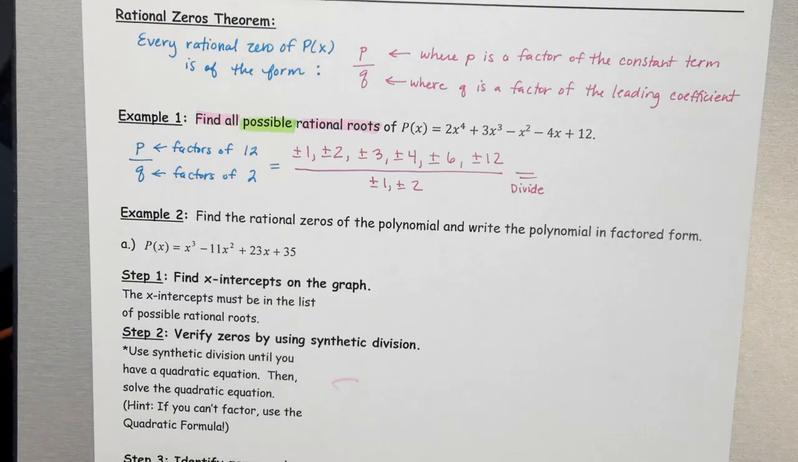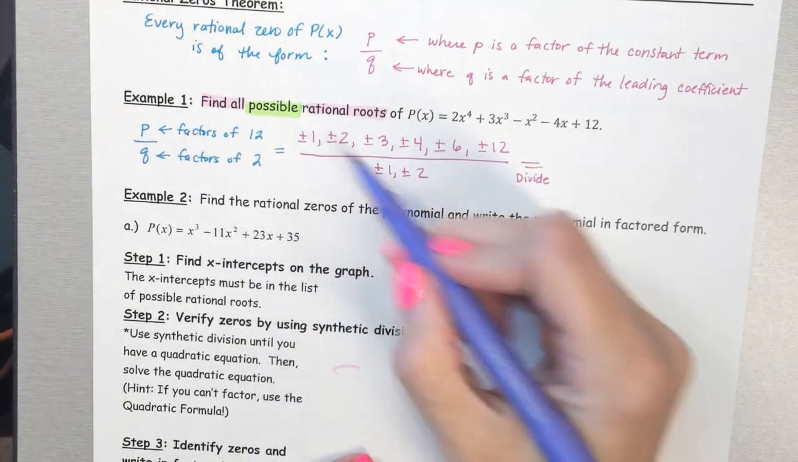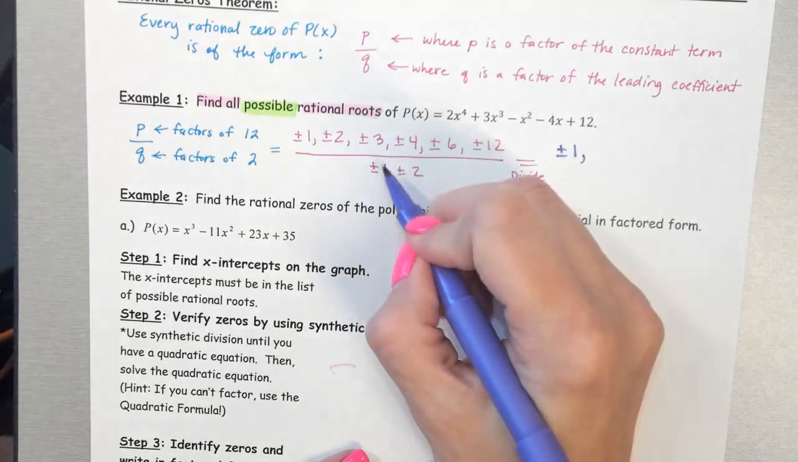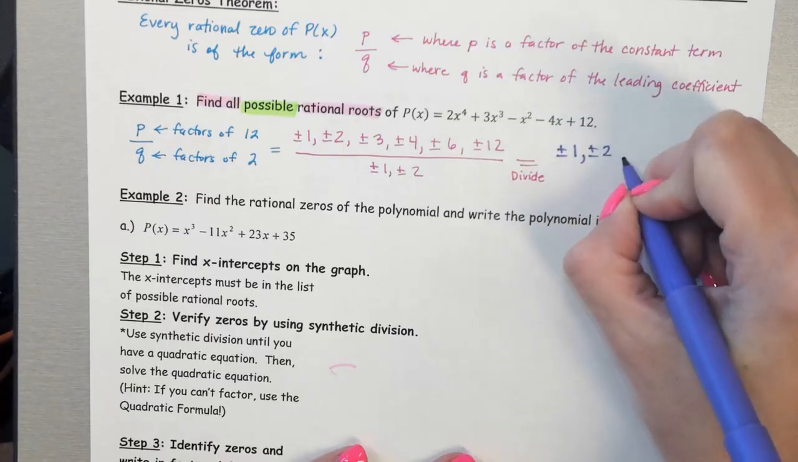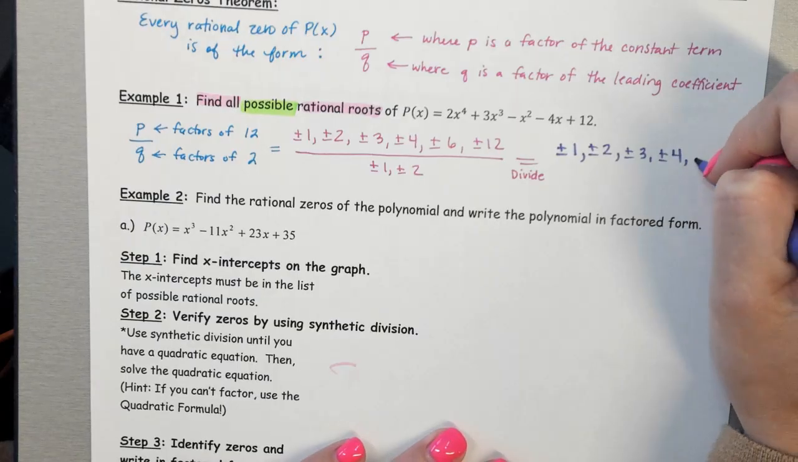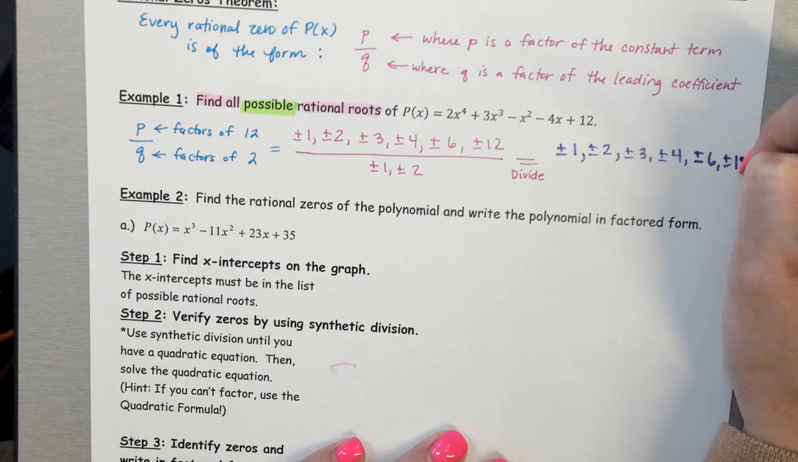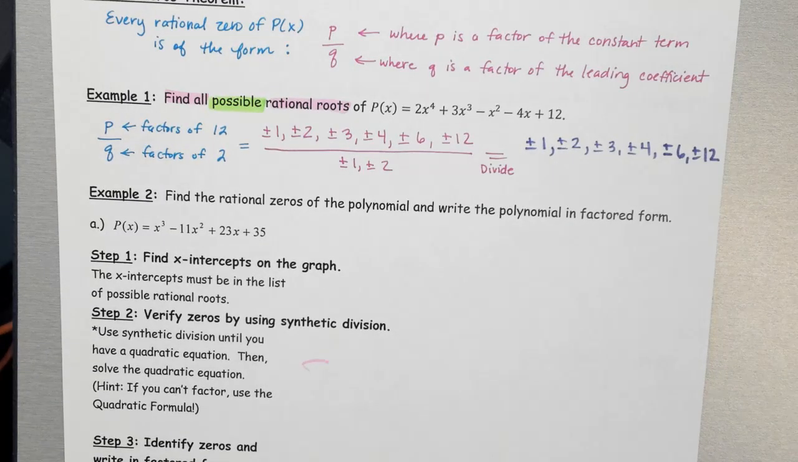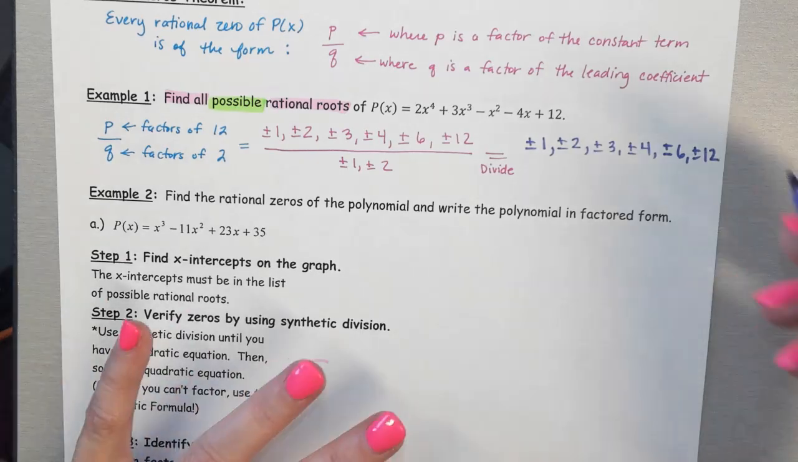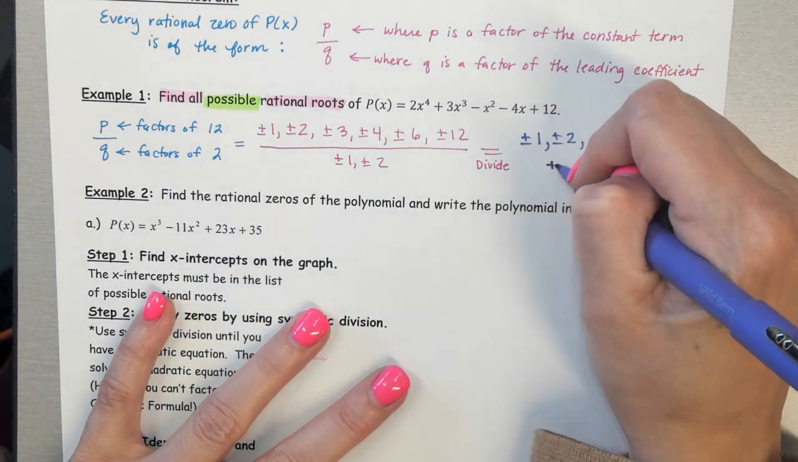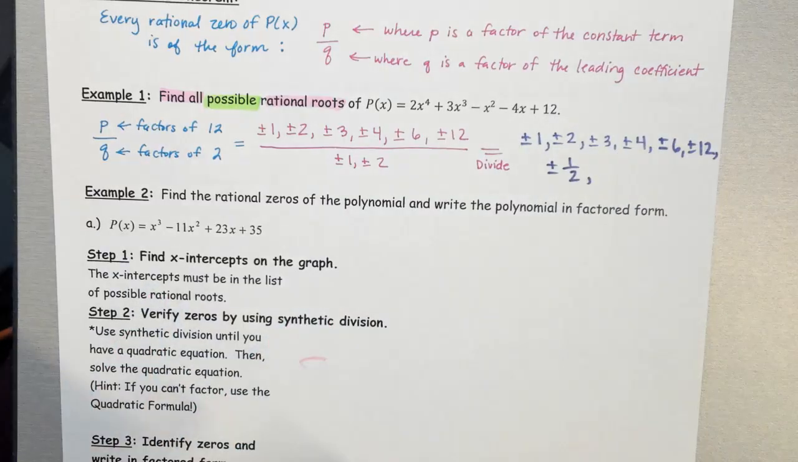All right, so when you divide, if you divide 1 by 1, you get still plus or minus 1. Okay, that's going to happen for every single one of these. 2 divided by 1, 3 divided by 1, 4 divided by 1, 6 divided by 1, 12 divided by 1. Okay, now we're going to divide everything by 2, and if it is already listed, you don't have to list it again. All right, so 1 divided by 2 is 1/2. That's not on our list, so we're going to add plus or minus 1/2.